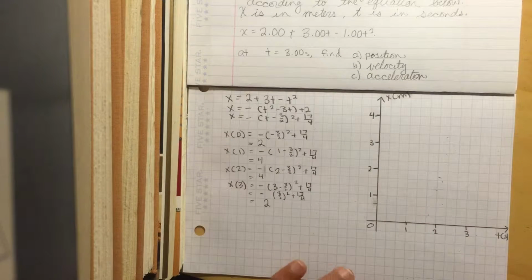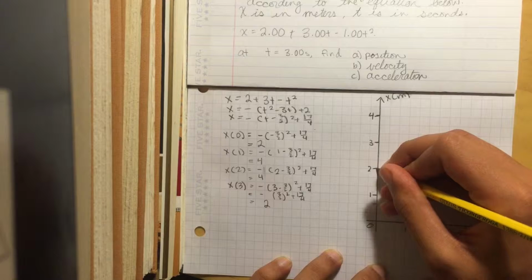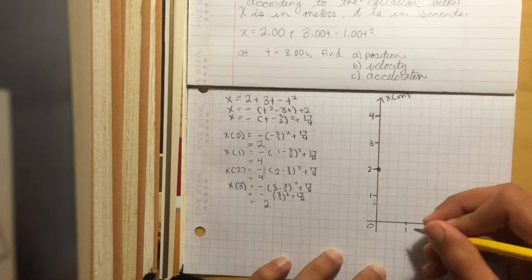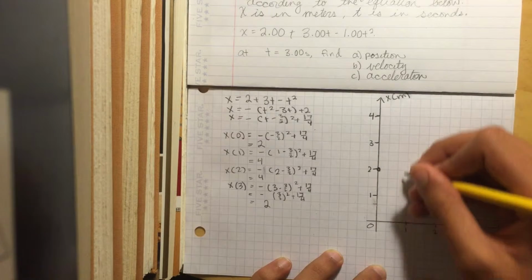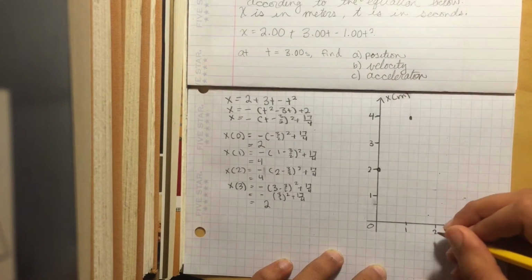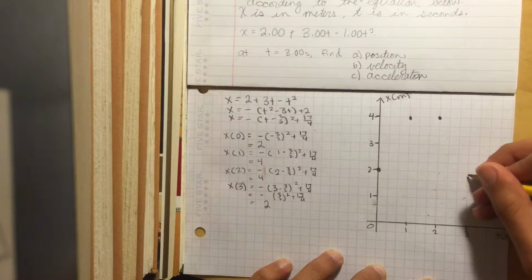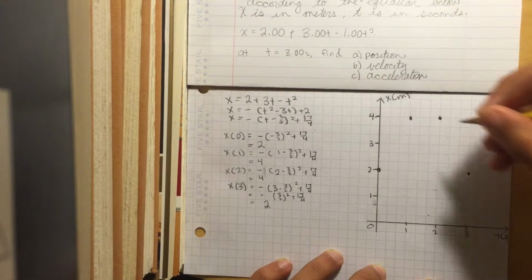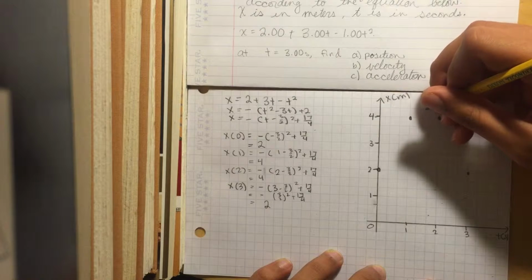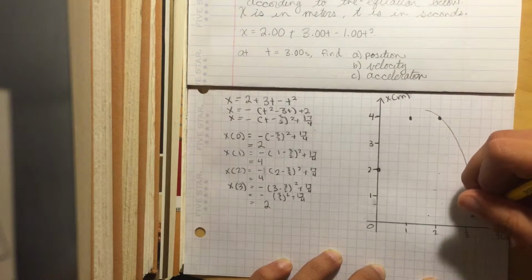So at time is equal to 0, it is at 2 meters, so (0, 2). When time is equal to 1 second, it's at 4 meters. When time is equal to 2 seconds, again, it's at 4 meters. And when time is equal to 3 seconds, it's at 2 meters. So we clearly see that this is a parabolic equation. We can just draw the curve in.